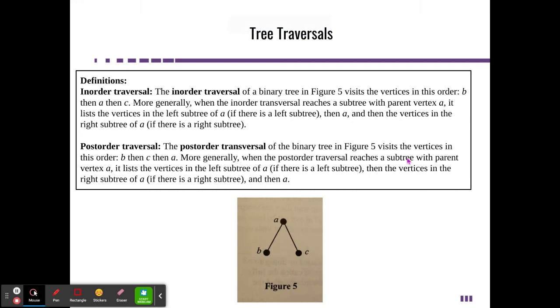All right, tree traversals. We've got a couple definitions to take a look at. The first one is in order. The idea of the in order is that we're going to go up and visit the actual root before we move on to the other vertex.